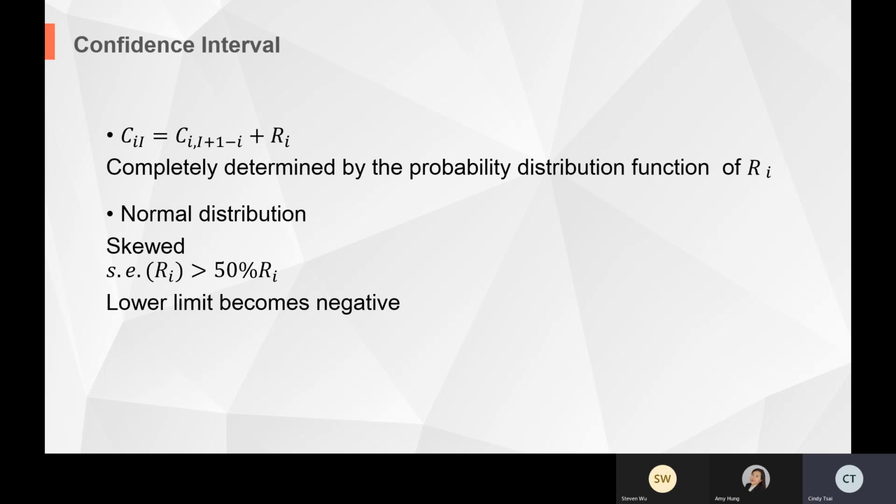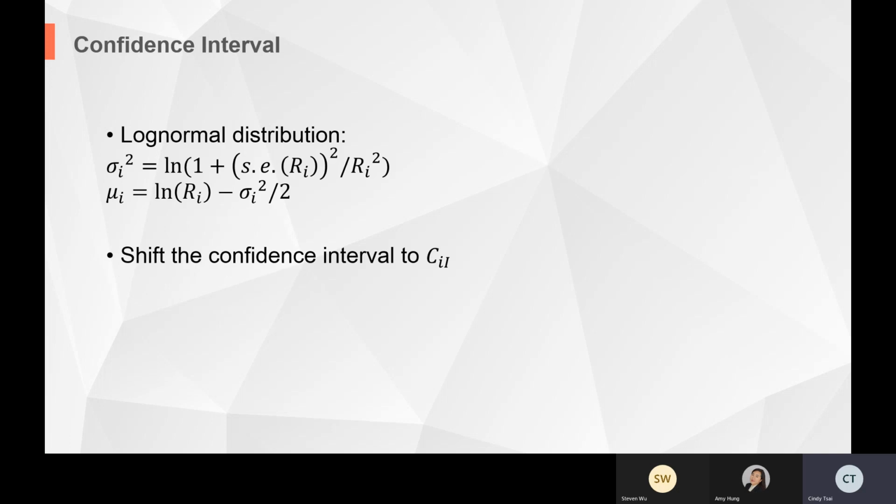From the equation Cii equals Cii plus 1 minus I plus Ri, we can know that the probability distribution function of Cii is completely determined by that of Ri. Thomas found that normal distribution may not be a good approximation of Ri because the distribution of Ri is skewed, and especially when the standard error of Ri is larger than 50% of Ri, the lower limit becomes negative. Thus, Thomas used an approach based on the log normal distribution to calculate the mean and variance, and shift the confidence interval to Cii. Next is the example.